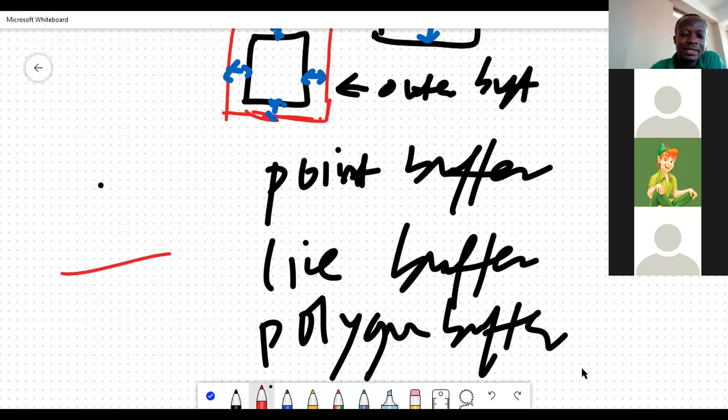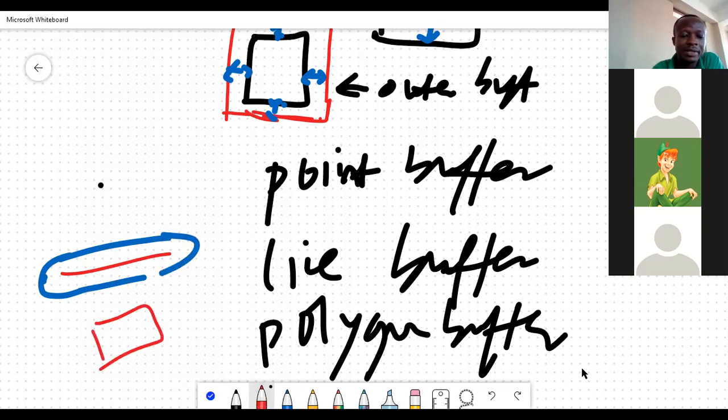Line buffer, we've seen it. Yes, line buffer will look like this. We've seen an example, and we've also seen an example of polygon buffer up there. Is that okay? Now who can tell us what the point buffer will give us? A circle. Circle. Beautiful.